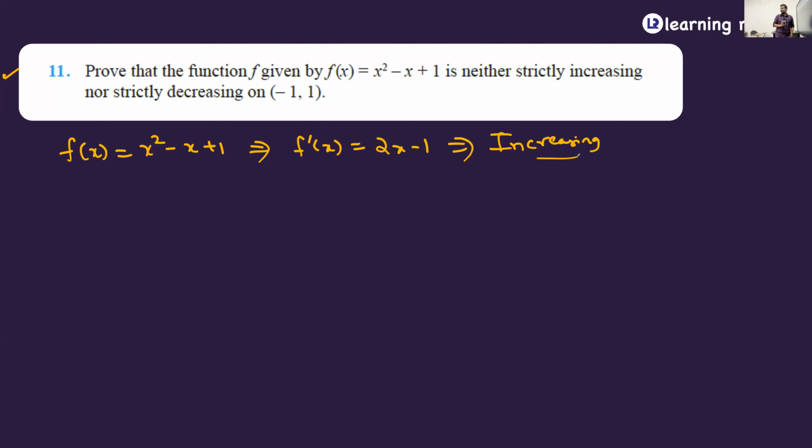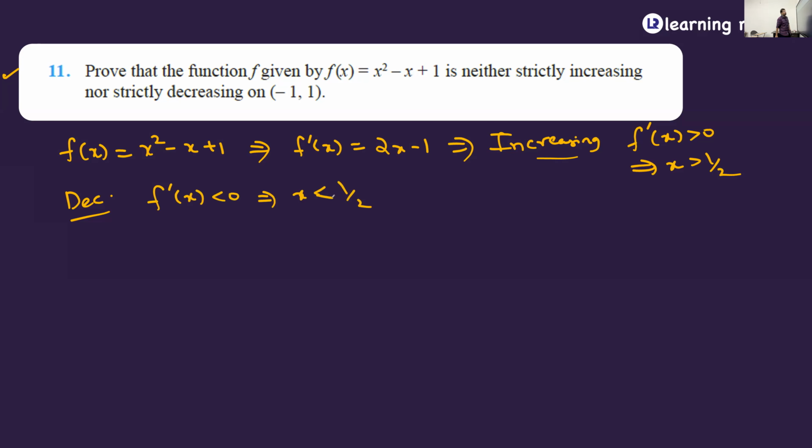Increasing means strictly increasing only. f dash of x should be greater than 0, meaning x should be greater than half. So for decreasing, what should be the condition? Which implies x should be less than half. So what is happening here? So from minus infinity to half, it is decreasing. And from half to infinity, it is increasing.